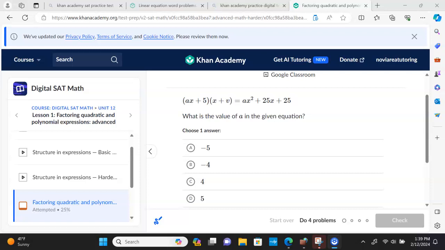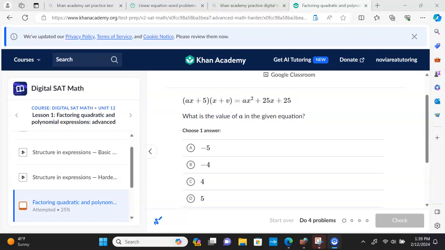And so if I look at the problem I have here, it gives me two binomials. The quantity ax plus 5 times the quantity x plus v has to equal ax squared plus 25x plus 25. And the question is, what is the value of a in the given equation?